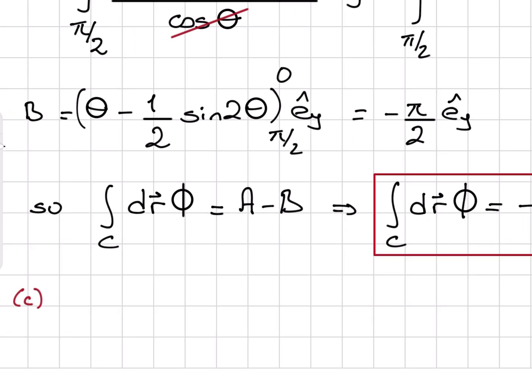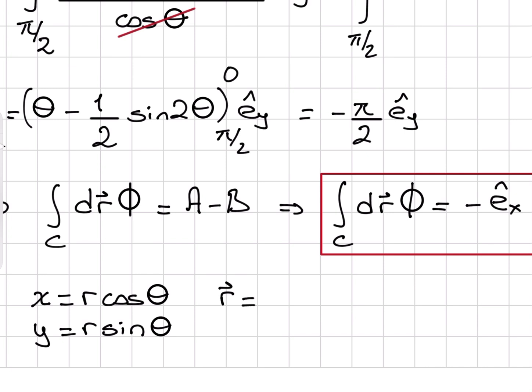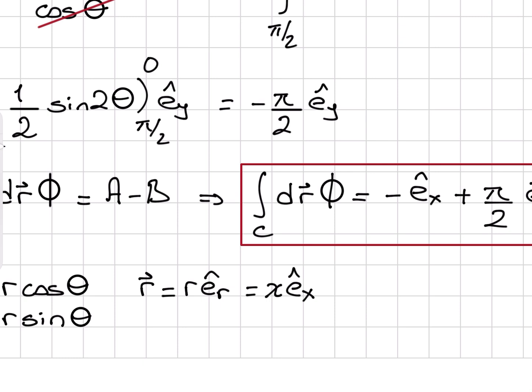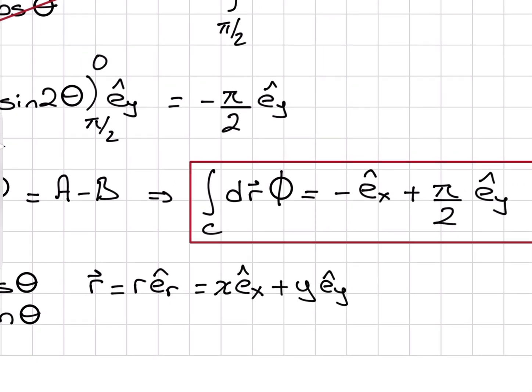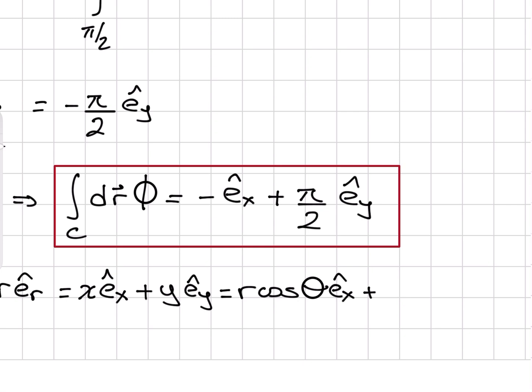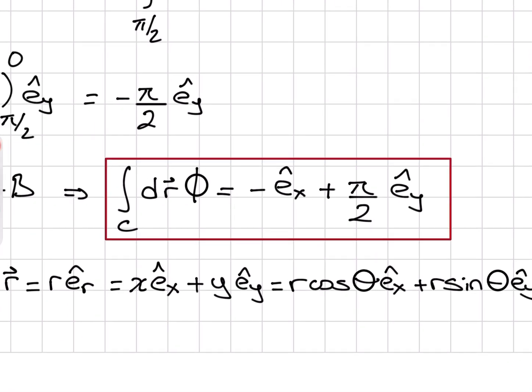Now, when we go to polar coordinates, the transformation between Cartesian and polar coordinates is x equal to r cosine theta and y equal to r sine theta. And the position vector r, which is r e_r hat in polar coordinates, is x e_x hat plus y e_y hat in Cartesian coordinates, which is r cosine theta e_x hat plus r sine theta e_y hat. And therefore, we can read the e_r hat unit vector here. It's cosine theta e_x hat plus sine theta e_y hat.